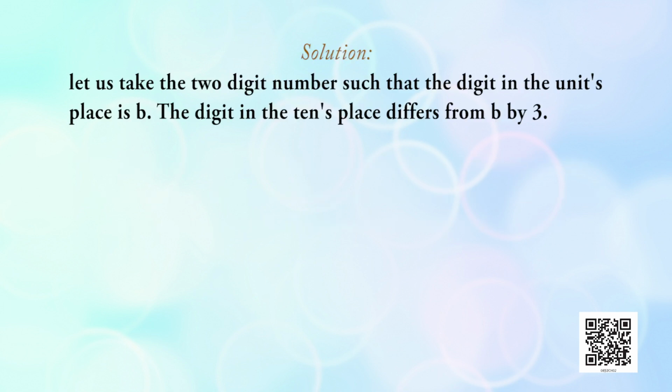To find the solution for this equation, let us take the 2-digit number in such a way that the first digit, that is in the unit place, let us take it as b. Then the digit in the 10th place differs from b by 3. Therefore, the 10th digit becomes b plus 3. So, the 2-digit number is 10 times (b plus 3) plus b, that is nothing but 10b plus 30 plus b, that is nothing but 11b plus 30.